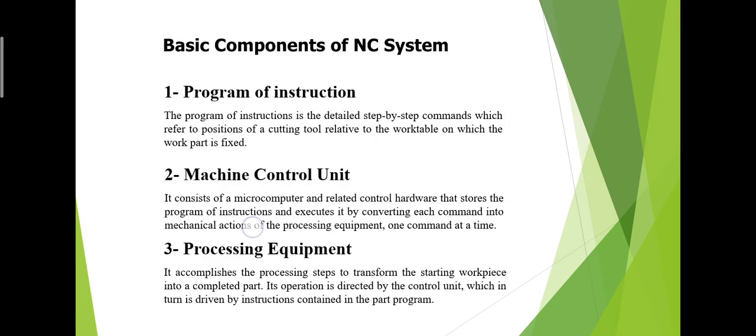And the program of instructions: the program of instructions is the detailed step-by-step commands which refer to the position of a cutting tool relative to the worktable on which the workpart is fixed. And another one is the machine control unit. It consists of a microcomputer and related control hardware that stores the program of instructions. You have to be clear in your mind that the program is a set of instructions or commands that we provide to the machine, and executed by converting each command into mechanical actions.